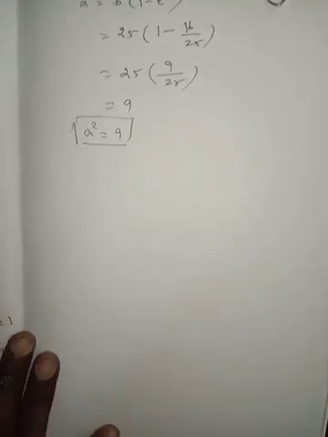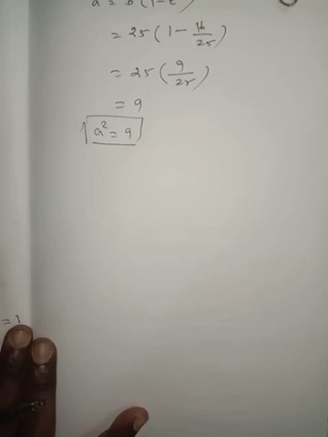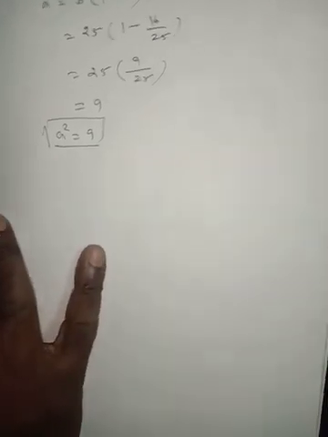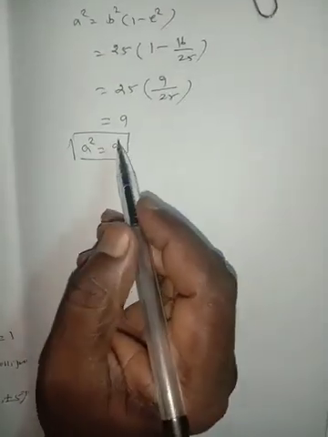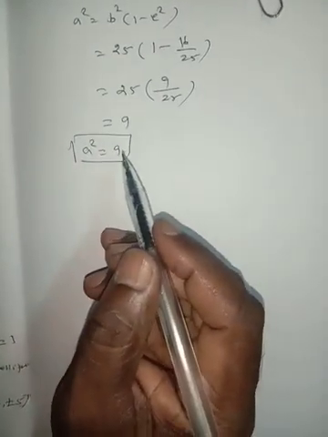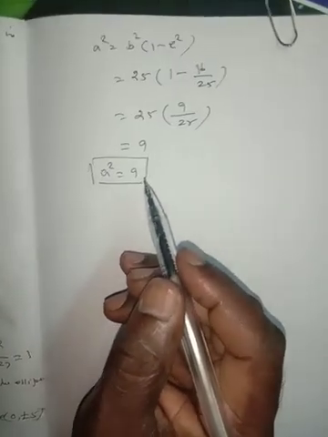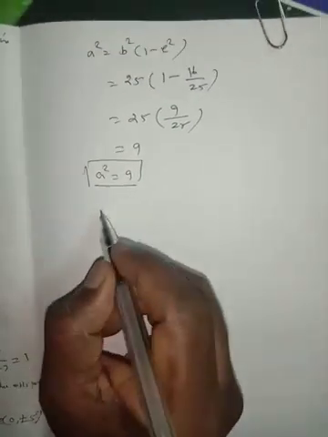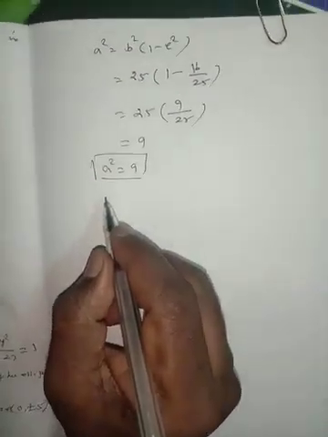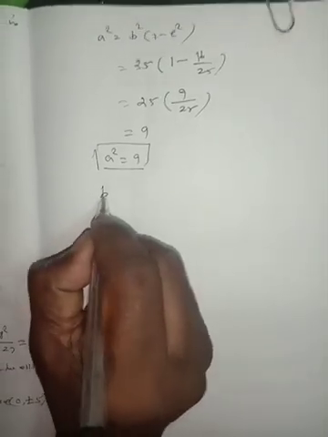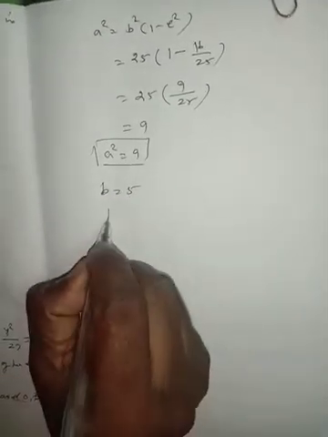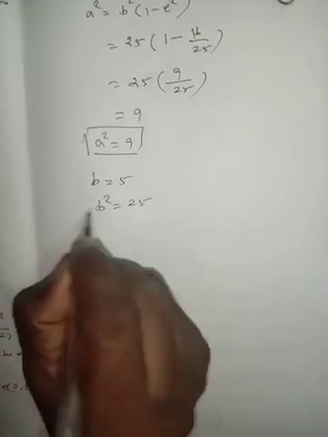Next, e is given. Already known, b square is 25. By the given other point, the end point is 0, plus or minus 5. Therefore, we have to take b as 5. B square is equal to 25.